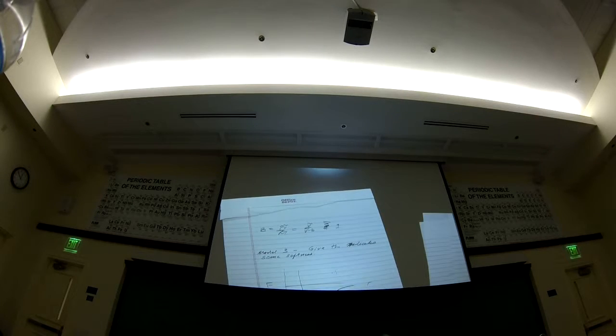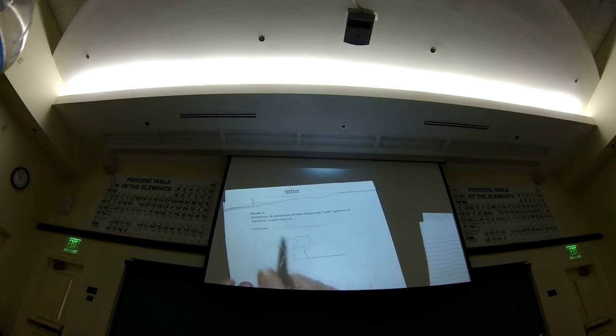Well, model 3, definition: a collection of non-attracting soft spheres of diameter sigma and mass m. The force law is much the same, except that R can be smaller than sigma. Here's sigma, where they just touch. Instead of going straight up, it goes up with a negative slope. That's all we've done, given us the negative slope. And it's pretty easy to see what happens when we do that.